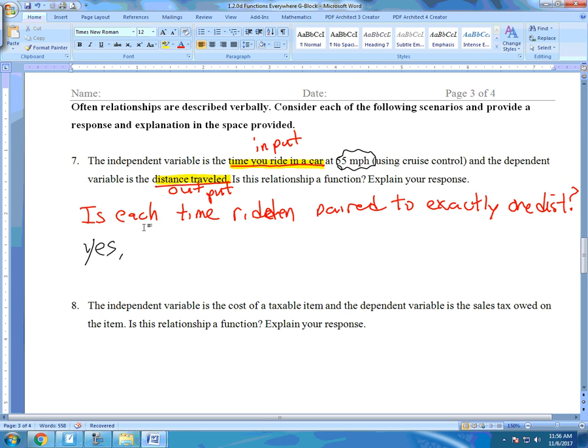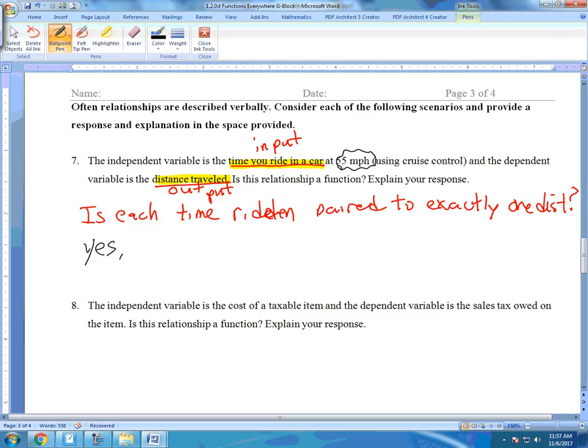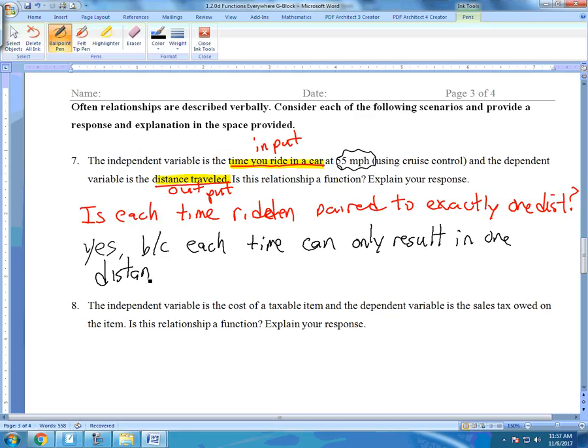So yes, because each amount of time can only result in one distance traveled. And that is because we are keeping the 55 miles an hour fixed. All right, so that's number 7. We'll go through it with number 8 as well.